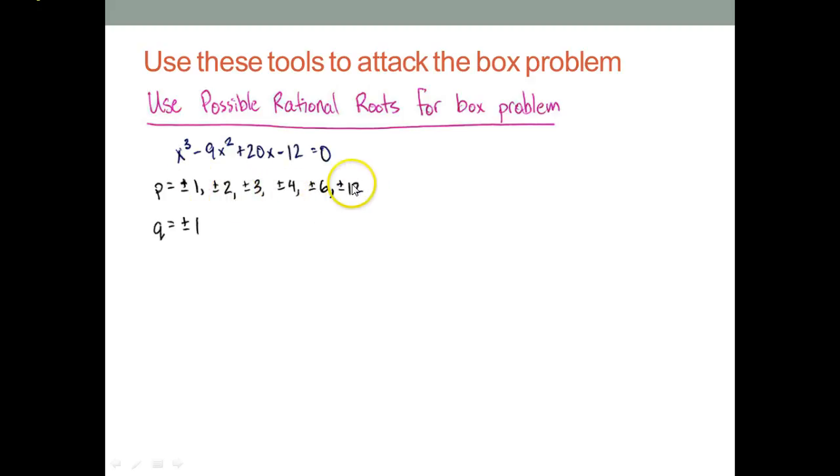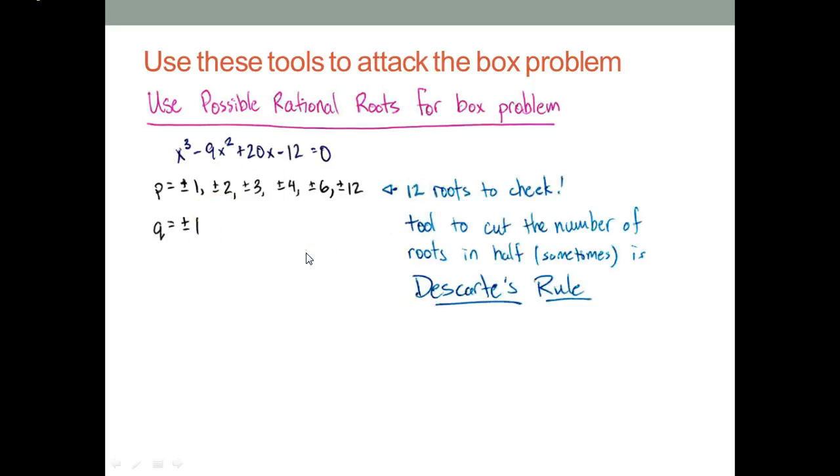1 times 12 is 12, 2 times 6 is 12, 3 times 4 is also 12. And of course, all of these numbers divided by 1 means that I only have a list that is 12 roots long, because I have both the positive and the negative. I don't know about you, but I want to cut down the number of roots that I have to check. And to do that, sometimes we can use Descartes' rule.